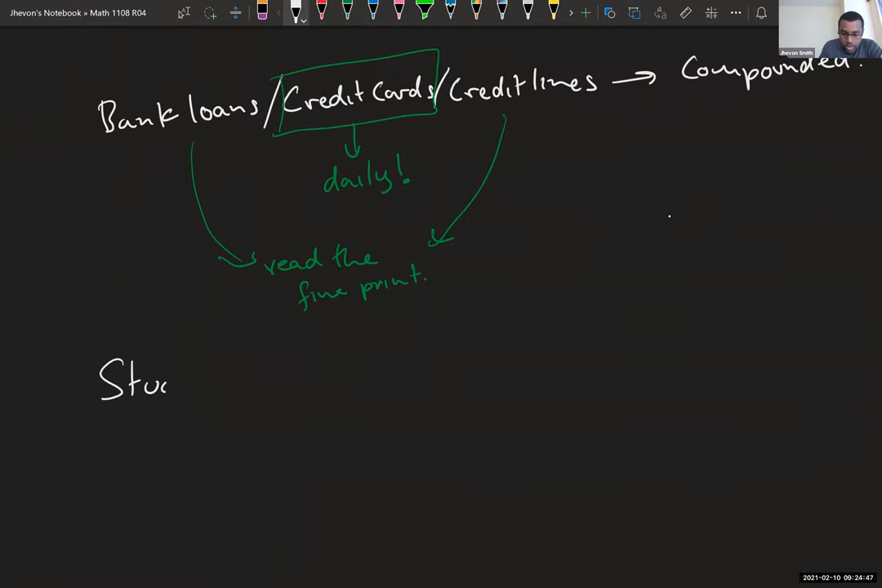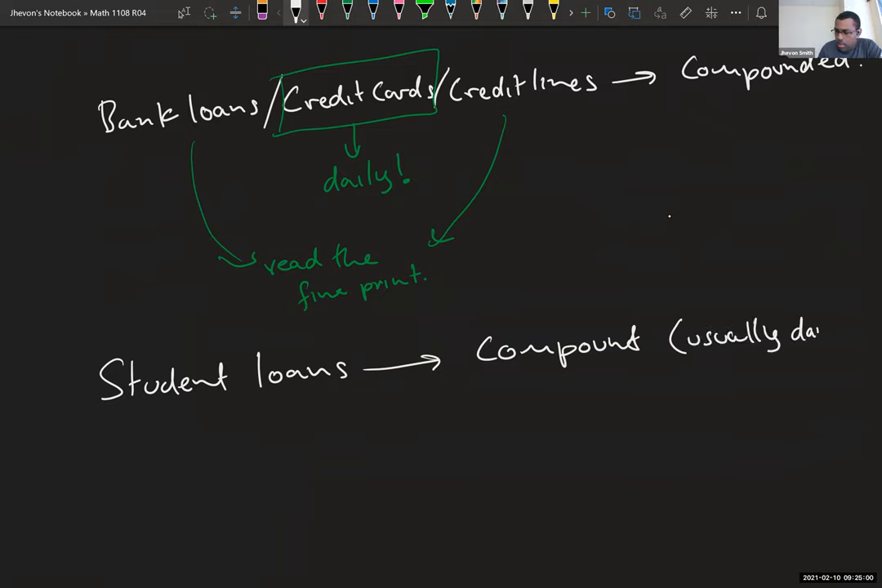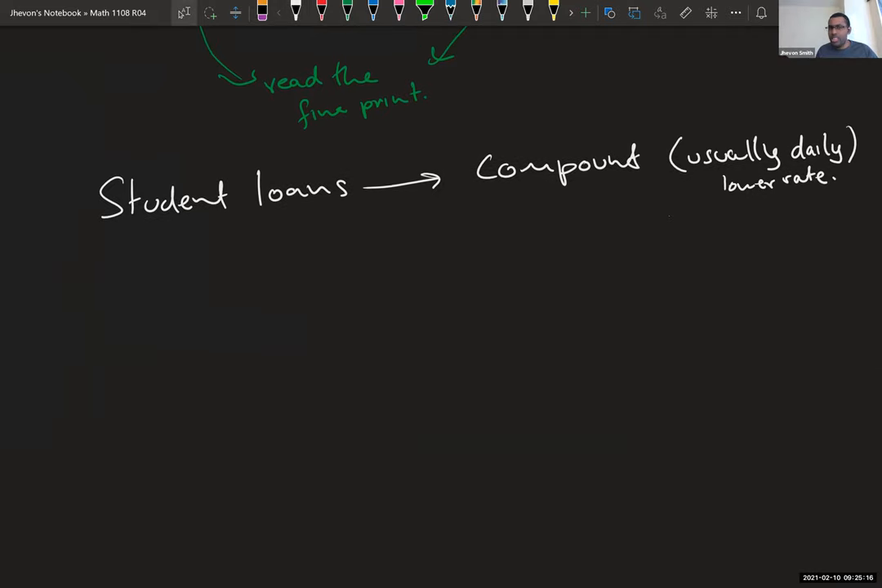Student loans. These are compound interest. Usually daily as well. It's usually at a lower rate though. So they hit you daily, but they're not charging you like 18 to 20% like a credit card would charge you. It'll be a lot lower, in the single digits. 7% is probably very high for a student loan. Your student loan should be 3-4%, something like that. But it is compounded daily.